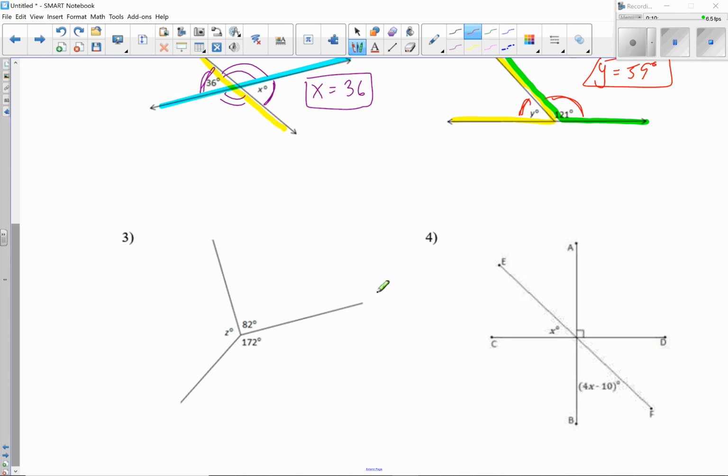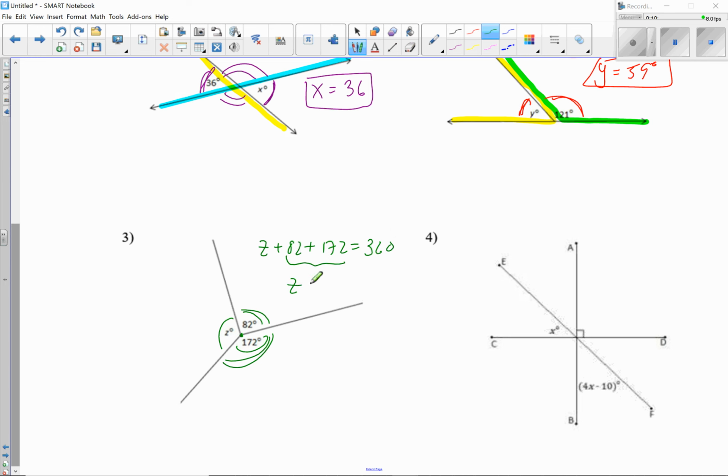All right, example number 3, we've got angles at a point. Again, I've got three angles here: angle Z, one other angle that's 82, and a third angle, which is 172 degrees. They're all intersecting at the same vertex, and they go all the way around. So this is a situation of angles at a point, where they're all going to add up to 360. I can take all of my angles, add them up, and say together they have to equal 360 degrees.